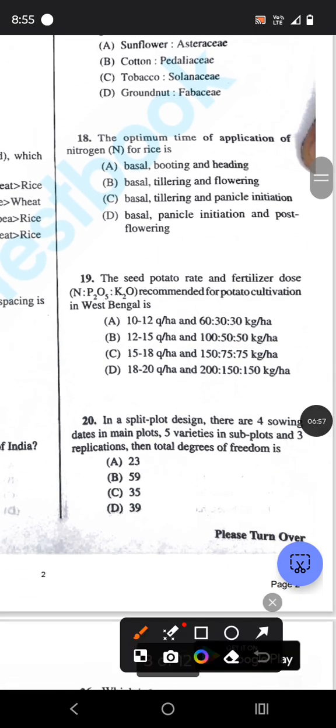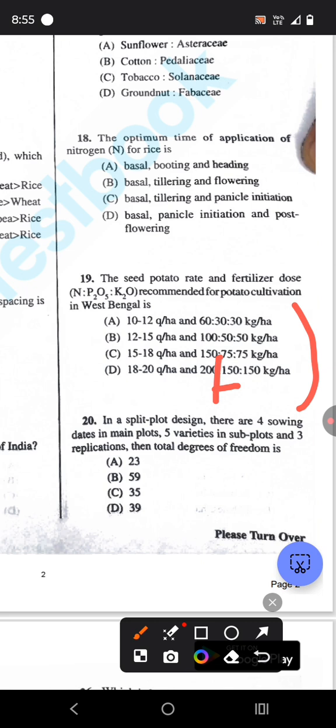Question number 19. The seed potato rate and fertilizer dose recommended for potato cultivation in West Bengal. So we know the potato is a phosphorus loving crop. So in these four options, option number D mentions the highest amount of phosphorus. So the correct answer is option number D.